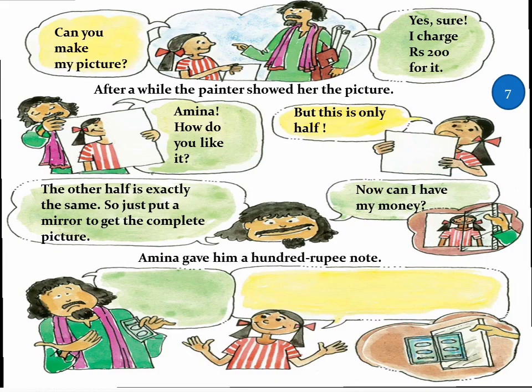Amina gave him 100 rupees. Amina was very smart, so she gave a 100 rupee note, right? Half of what the painter asked for. The painter asked for 200 rupees. She gave a 100 rupee note.